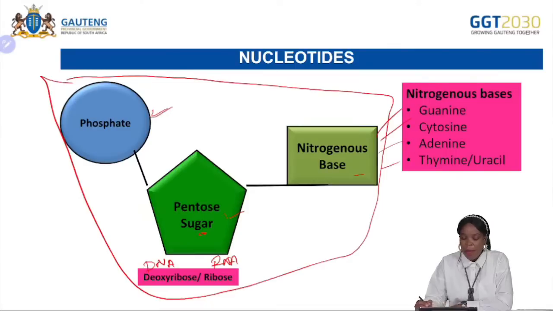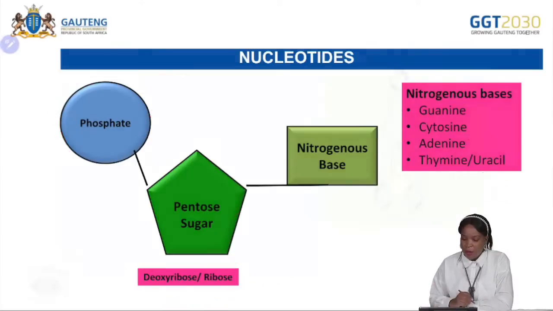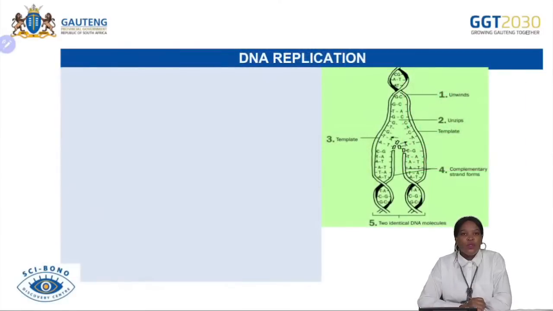There are 4 of them, namely guanine, cytosine, adenine. Then when it comes to DNA and RNA, there are differences. With your DNA, you will find thymine instead of uracil. Uracil, you are going to find in RNA. So this is another difference that you can also put in your table: the type of nitrogenous base that you find in RNA is uracil instead of thymine. So in DNA, we find thymine instead of uracil. Please remember that.